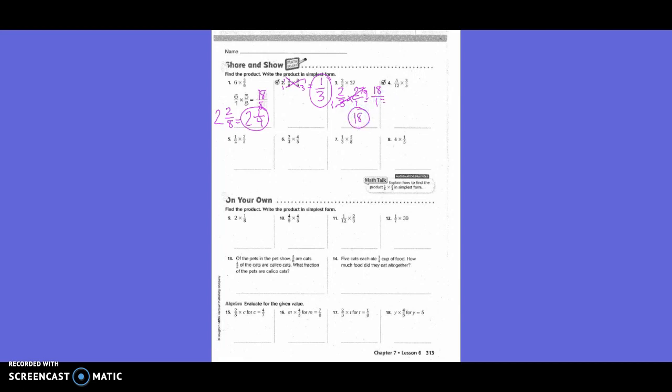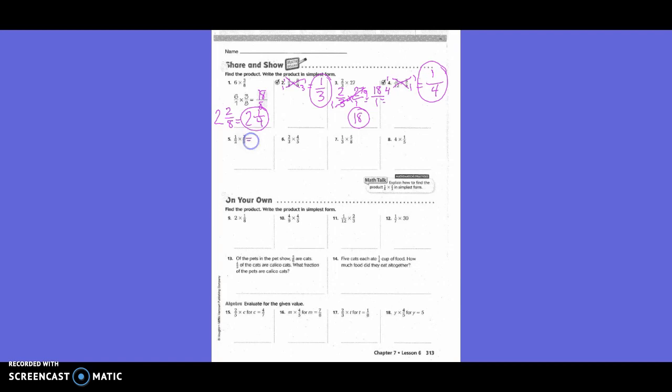The next one, can I do something to simplify? Yep, what can I do? The 5 and the 5, what do they become? 1 and 1, because 5 goes into each one of them. Can I simplify any more? Yes. The 3 and the 12, 3 goes into 3 once, 3 goes into 12 4 times. So 1 times 1 is 1. 4 times 1 is 4. So my answer is 4/8.